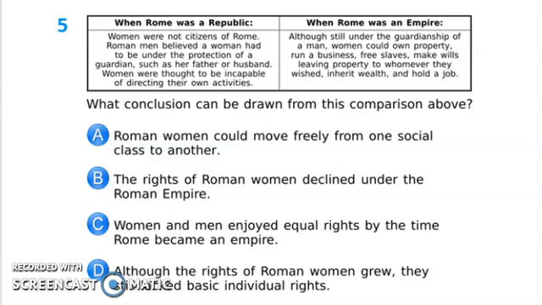So let's look at D. Although the rights of Roman women grew, they still lacked basic individual rights. So that kind of hits both key points here. When Rome became an empire over time, women did gain rights. However, they still lacked basic individual rights. So the correct answer in this question would be D.